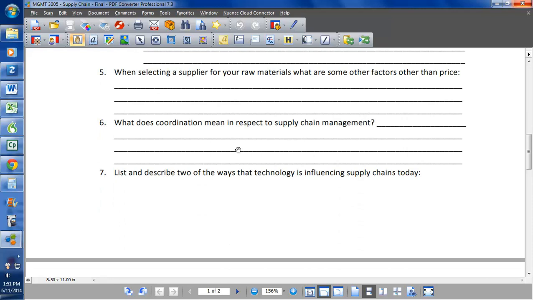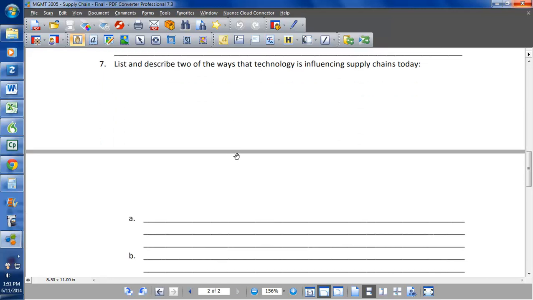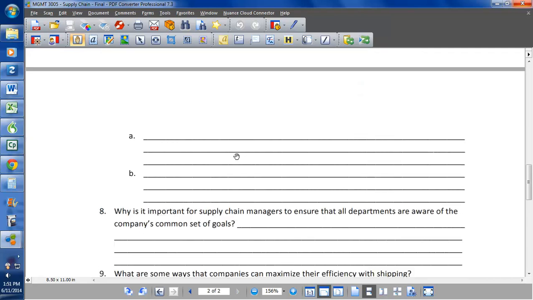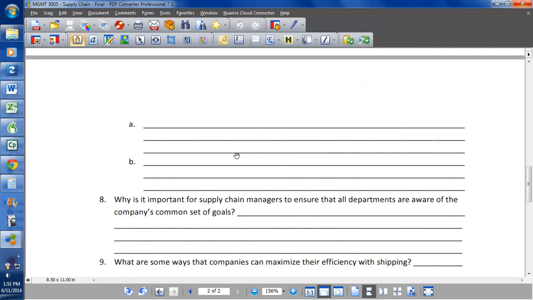Number 7, list and describe 2 of the ways that technology is influencing supply chains today. So I gave you an entire lesson. I gave you about 5 things that are technology related, right? So go back in there, watch that, and list and describe 2 of them.